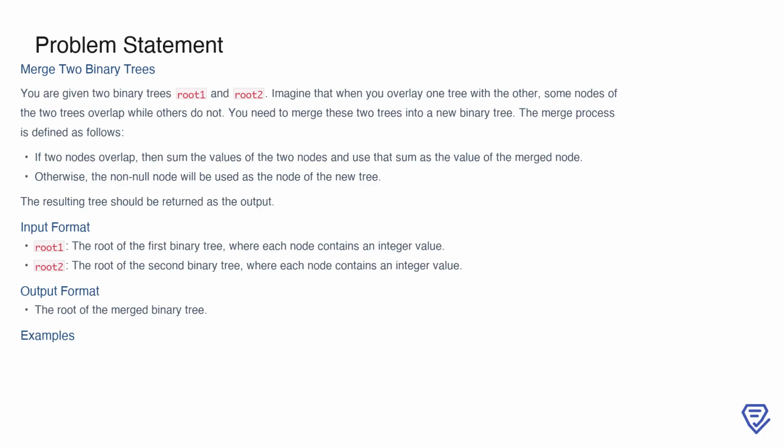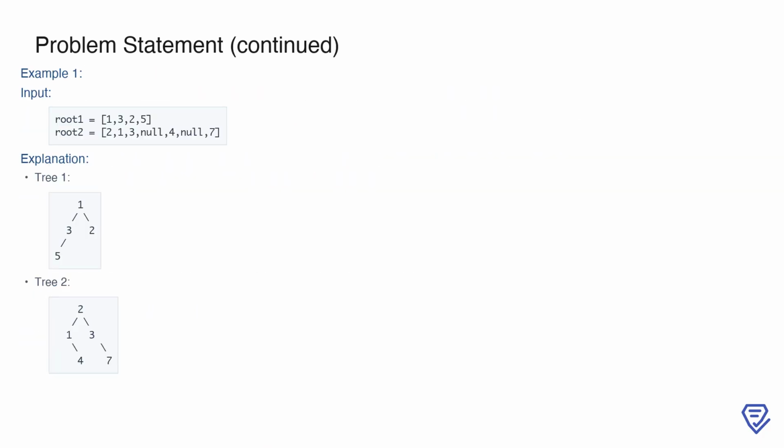For the input, both trees are represented by their root nodes, and each node contains an integer value. The output will also be the root of the resulting merged binary tree. Let's look at an example to understand this process. Consider two binary trees as inputs.